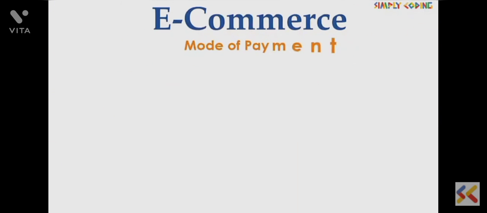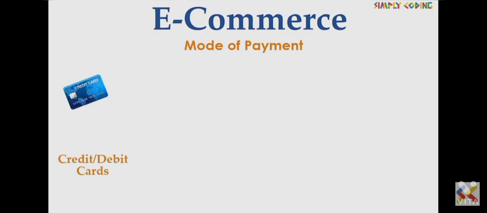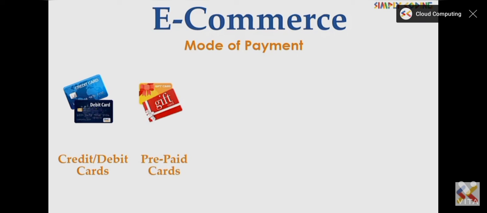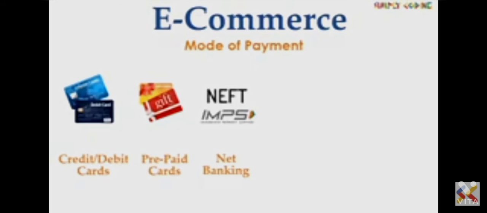There are multiple ways by which you can make payments online. You can use credit or debit cards, like cards issued by MasterCard and Visa. You can use prepaid cards like gift cards. You can also do net banking, where if you are enrolled in internet banking, you can choose your bank and do direct bank transfer, for example through NEFT and IMPS. You can also use an e-wallet, which is like a prepaid card, or it is linked to your bank account, which you can use for online transactions.